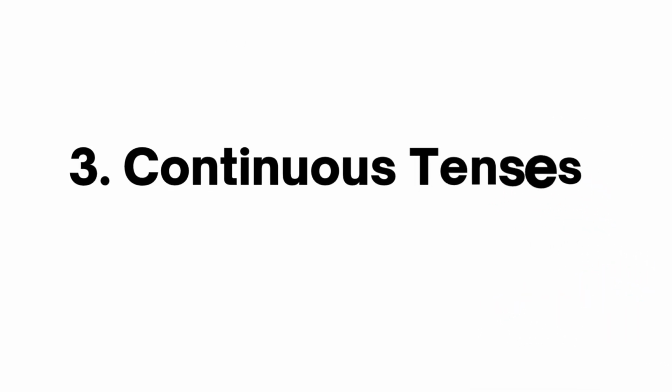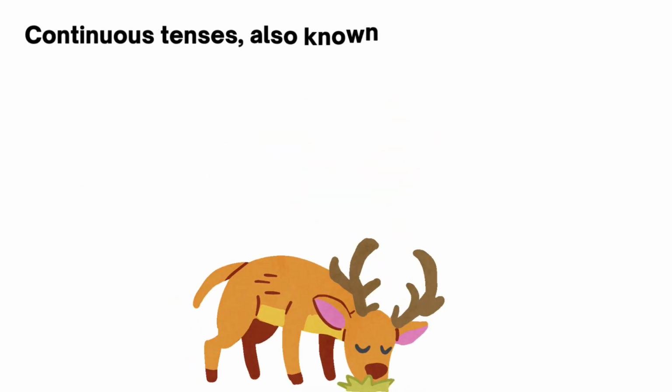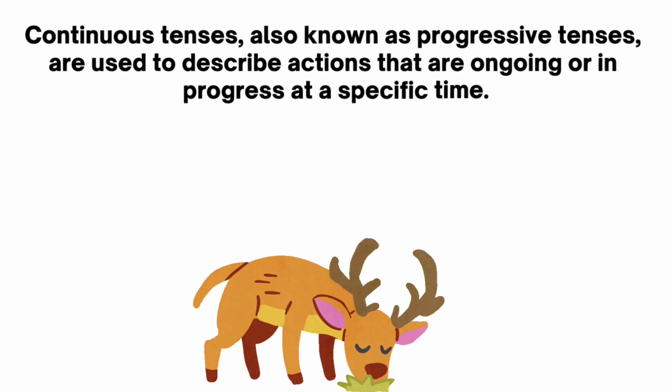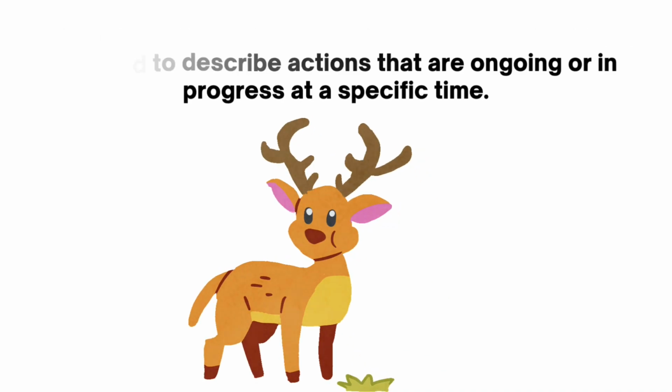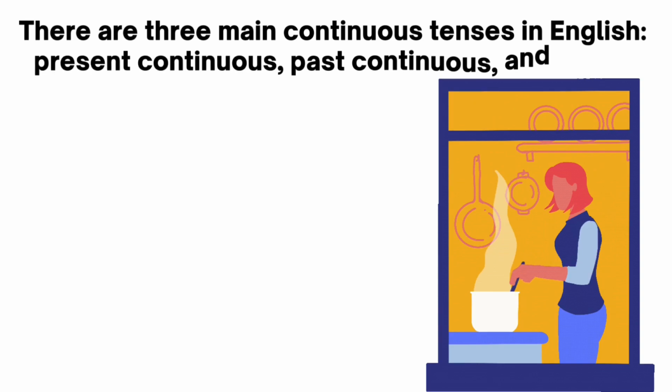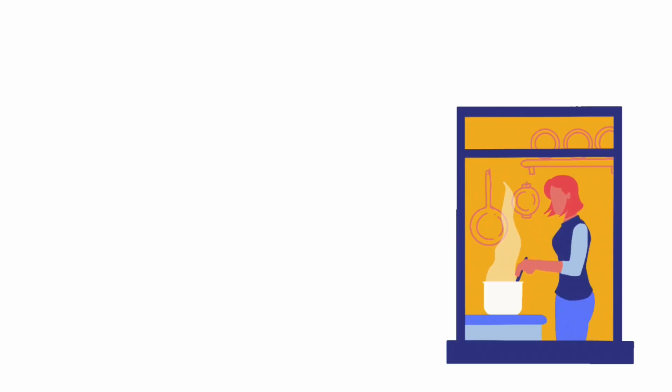3. Continuous tenses. Continuous tenses, also known as progressive tenses, are used to describe actions that are ongoing or in progress at a specific time. There are 3 main continuous tenses in English: present continuous, past continuous, and future continuous.